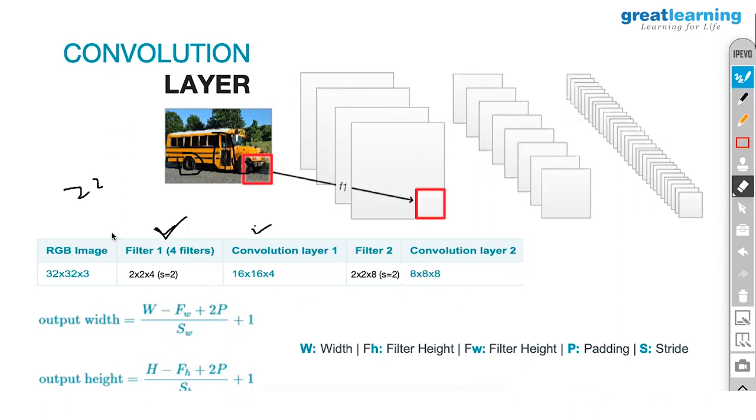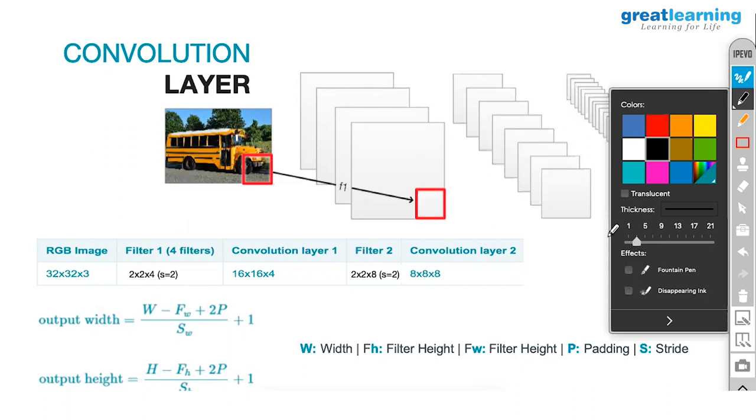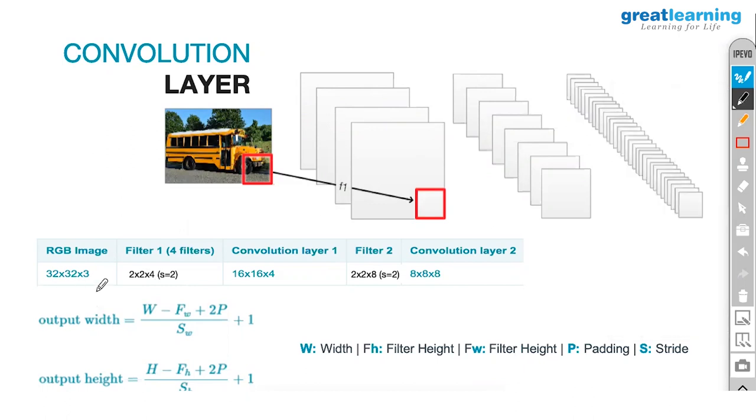32 minus 2. 1 minute. So I will reduce this thickness, otherwise I will not be able to write. Width is 32. What is this width? Width of my image. Okay. A minus width of my filter, that is 2.